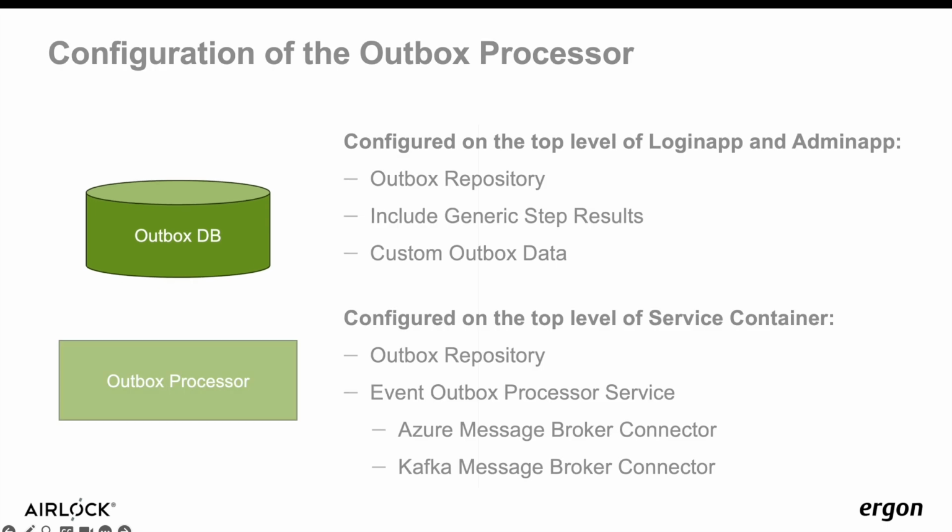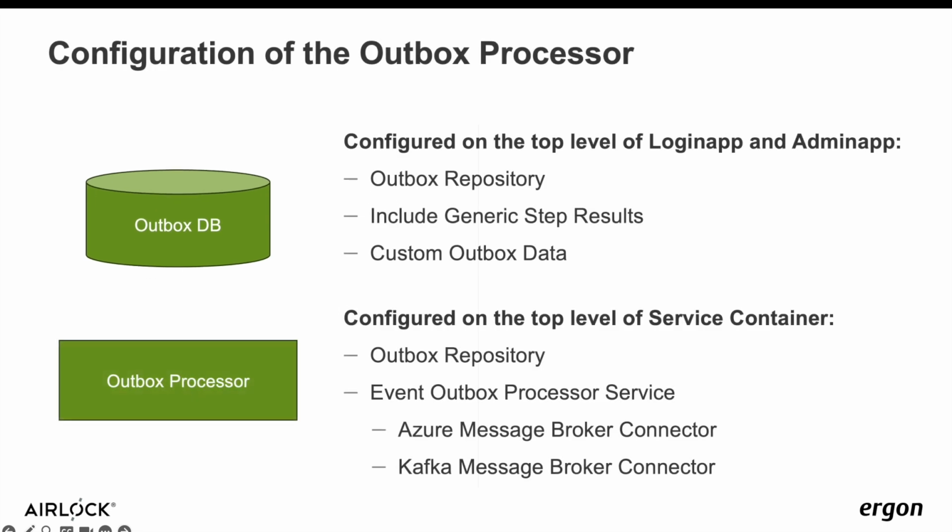Now, on the configuration side, what do you need to do to take advantage of it? Well, on the top level of the login app and admin app, there is a new configuration for the outbox. There you have to configure the outbox repository, and you can decide whether you want to include generic step results or not. Generic step results create quite a few events with every flow. So from a performance point of view, you're probably better off if you can turn that off. If you really require it, then you will have to take the load on the system. And the other thing you can do is add additional data, which is written to the outbox custom fields, that you require for your particular use case.